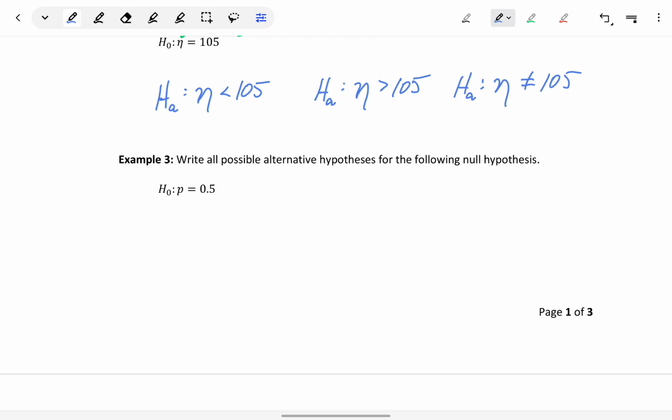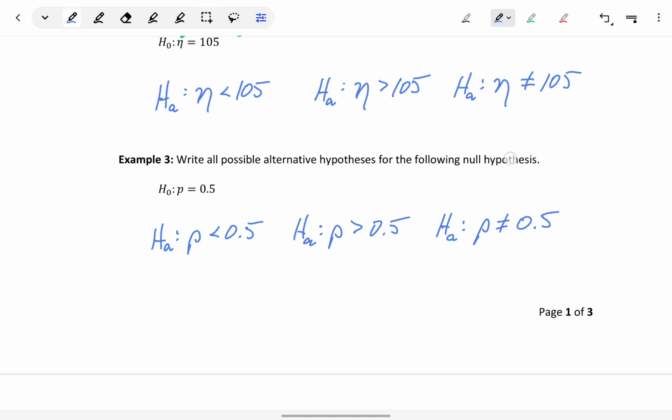Similarly, in example 3, now we're dealing with a population proportion. The null states that p is equal to 0.5, so our possible alternatives would be p is less than 0.5, the population proportion p is greater than 0.5, or that the population proportion is not equal to 0.5.